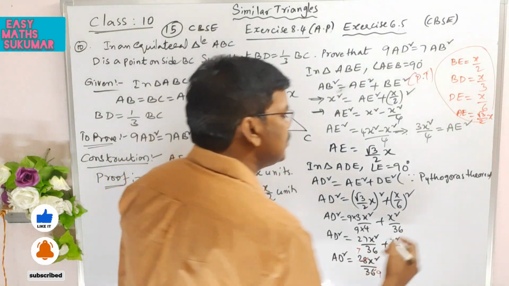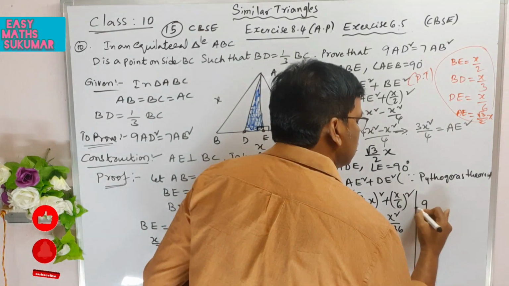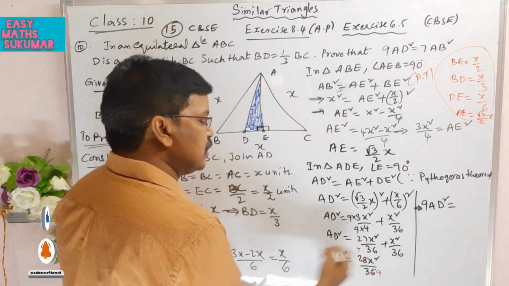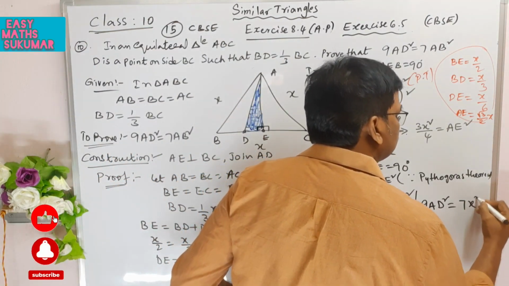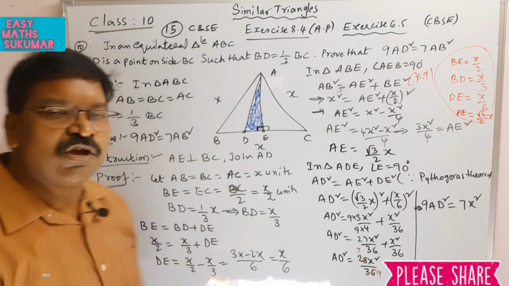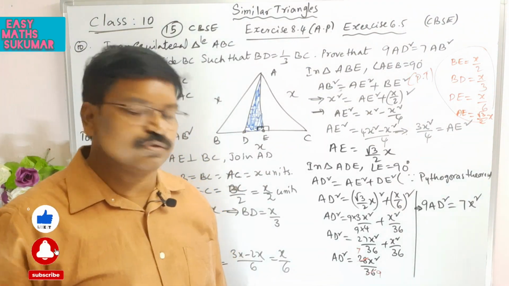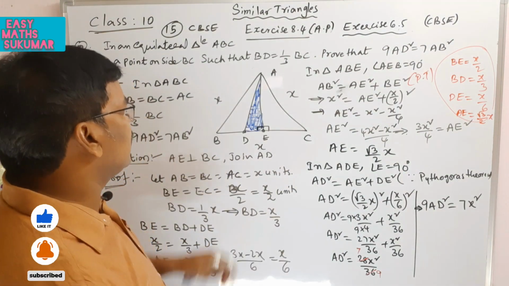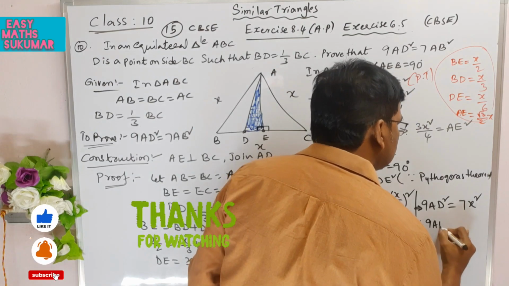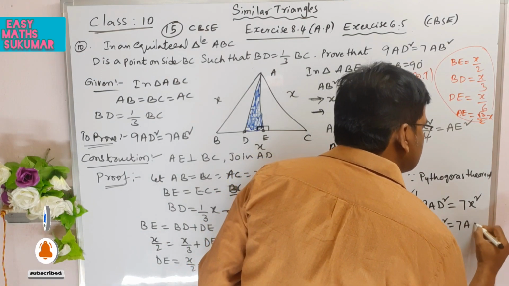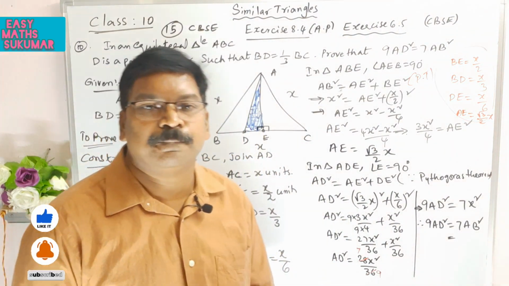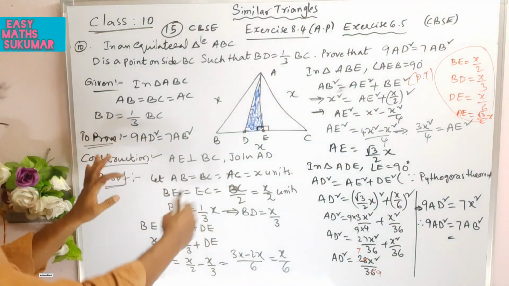So by cross multiplication, 9 AD square is equal to 7x square. But what is x? AB, BC and AC, all the three sides are equal to small x only. So instead of this x, we can take it as AB. Therefore, 9 times AD square is equal to 7 times AB square. Hence, it is proved.